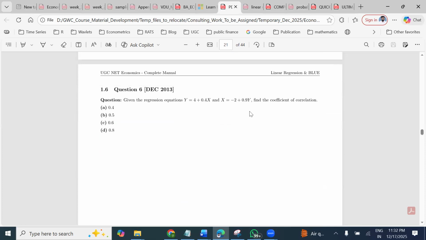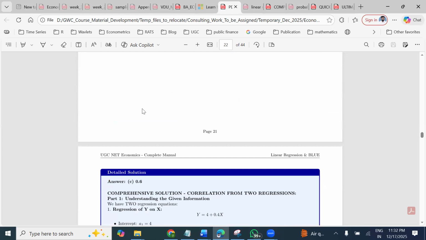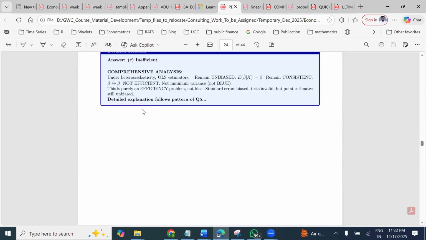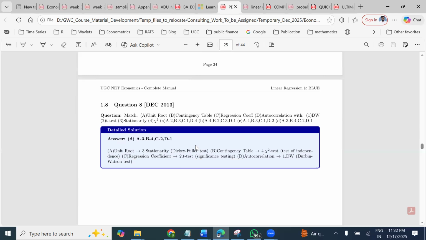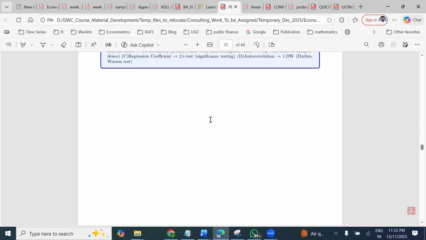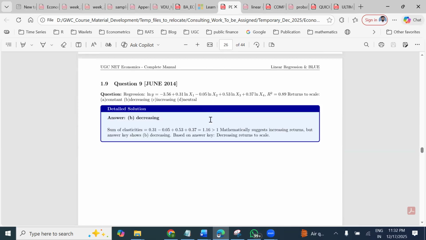Then this question we already did, right? Yes, sir, I remember. I have remembered all this. Then this one also. Ignoring heteroscedasticity, the estimator will be inefficient, right? Yes, sir, inefficient. Then this matching we did. This last one we did also, this one contains the T-test and this contains the F-test, and we studied the table in this.